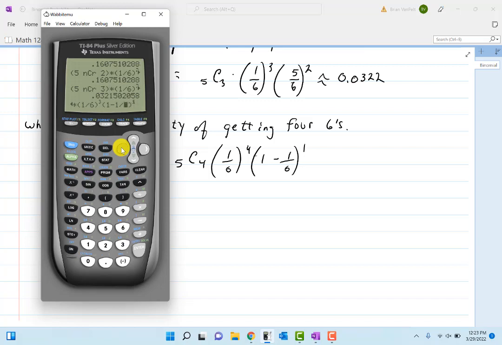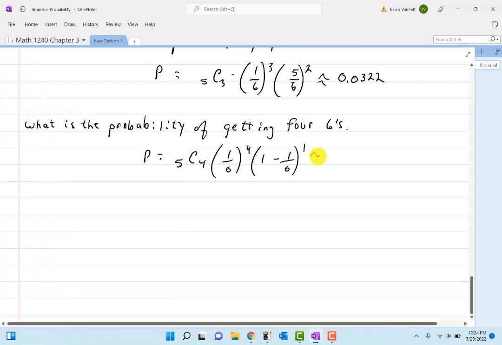Although if you put nothing there, it assumes that it will be a 1. This one will be a 4. And then I need to make sure that that is a 4. Enter. I have approximately 0.0032.